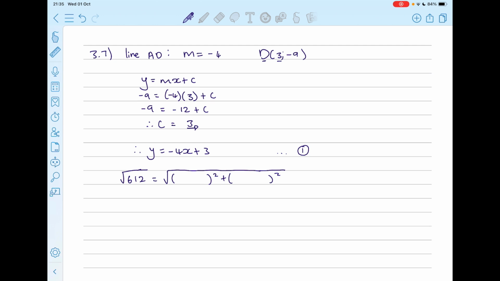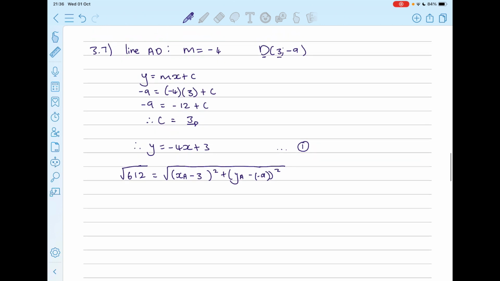Since we are looking for the x and the y, let's put those first. So it would be x_A minus the 3, and then y_A minus the minus 9. Order doesn't really matter as long as the order of your x and your y match. Okay, so now we've set up our distance equation.